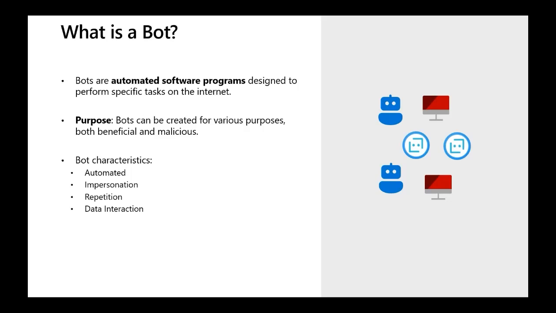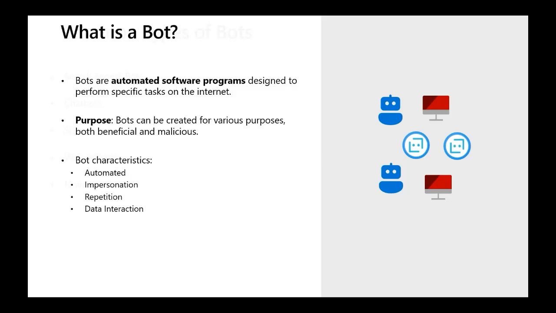Bots also have the characteristic of being repetitive. Bots excel at performing repetitive tasks consistently and accurately. And then, of course, this makes them efficient for various activities. And then we have data interactions. Bots can interact with data sources, APIs and databases, and of course, this enables them to retrieve, modify, or also delete information.